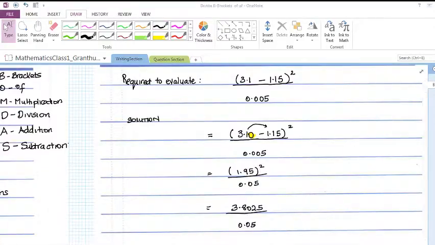So in your calculator, you have 3.8025 divided by 0.05. You get the answer equal to 76.05. The answer is equal to 76.05, and that's your answer.